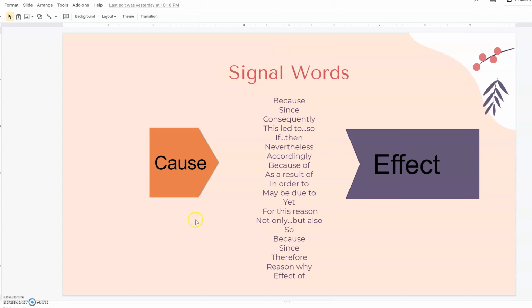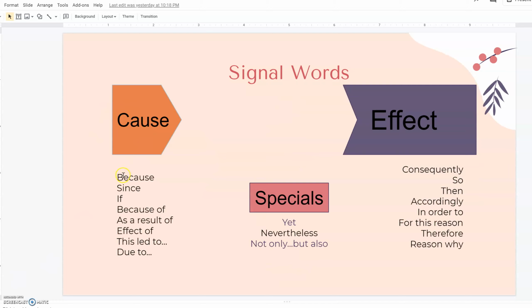Now, some of these get attached to the cause, and some of them get attached to the effect, but they are always bridging the cause to the effect. They connect these two ideas. So cause words are because, since, if, because of, as a result of, effect of, this led to, due to. Effect words are things like consequently, so, then, accordingly, in order to, for this reason, therefore, reason why.